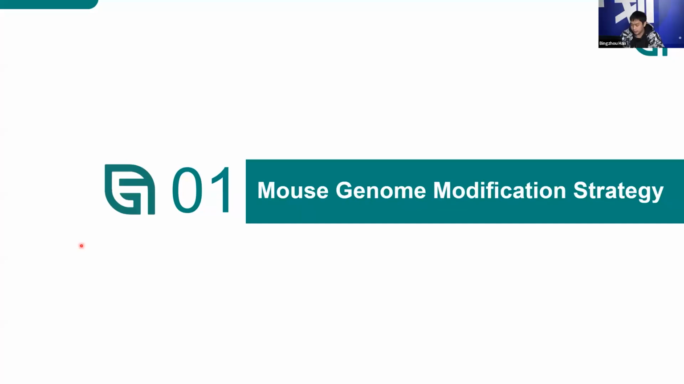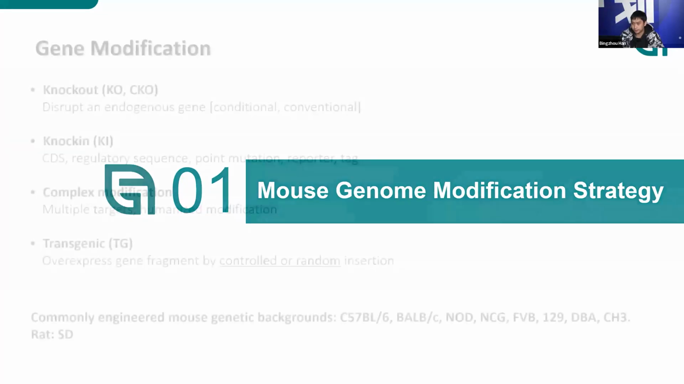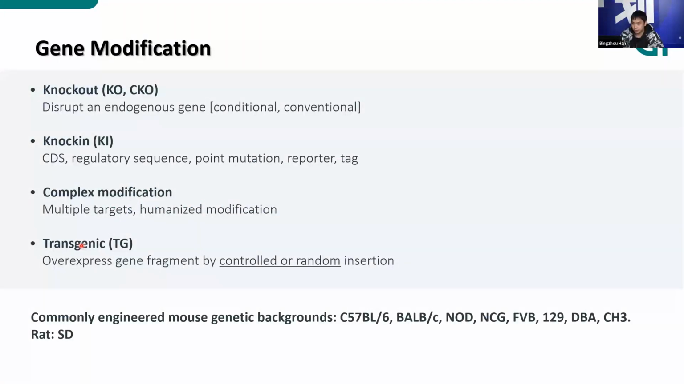In the first part of this webinar, I want to briefly introduce the genome modification strategy of mice in GemPharmatech. So briefly, the consequence of gene modification could be divided into these parts. The first is the knockout, including our conventional knockout and the conditional knockout, which means that we could disrupt the endogenous gene or its function in a conventional or conditional, like time or tissue-specific, manner. And then we could do knock-ins to put an exogenous coding sequence or regulatory sequence or a point mutation or reporter gene or epitope tags into the genome in the site we want.